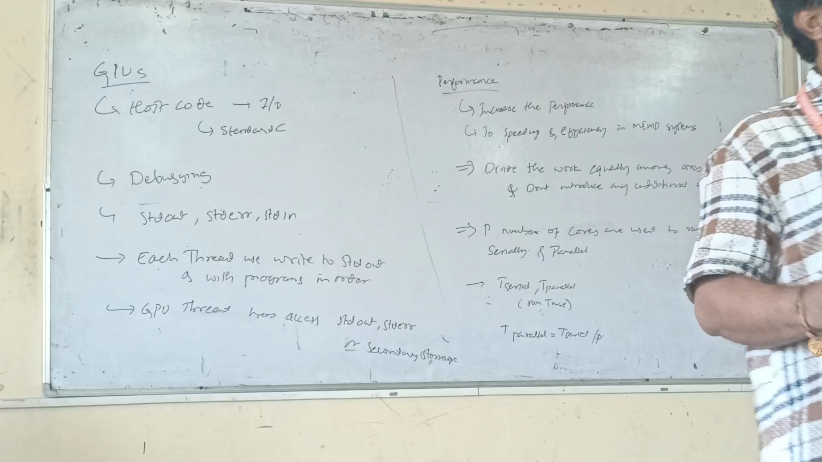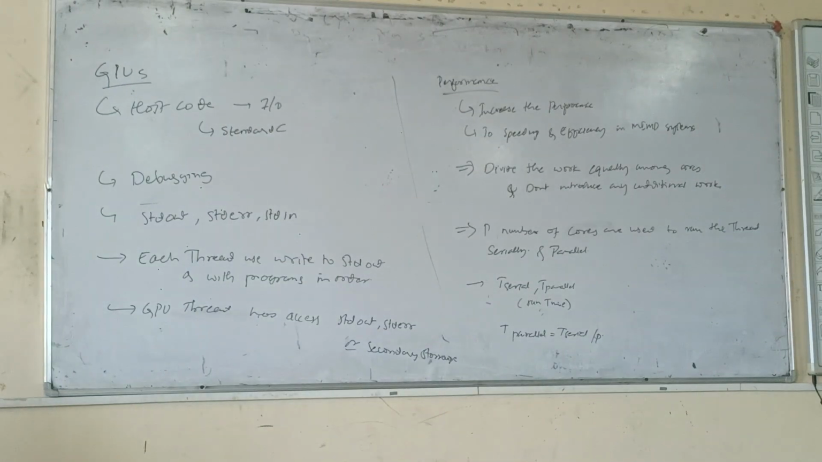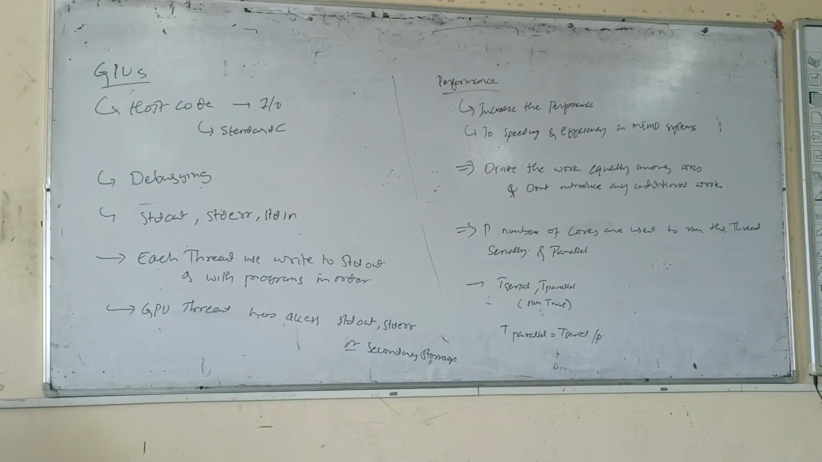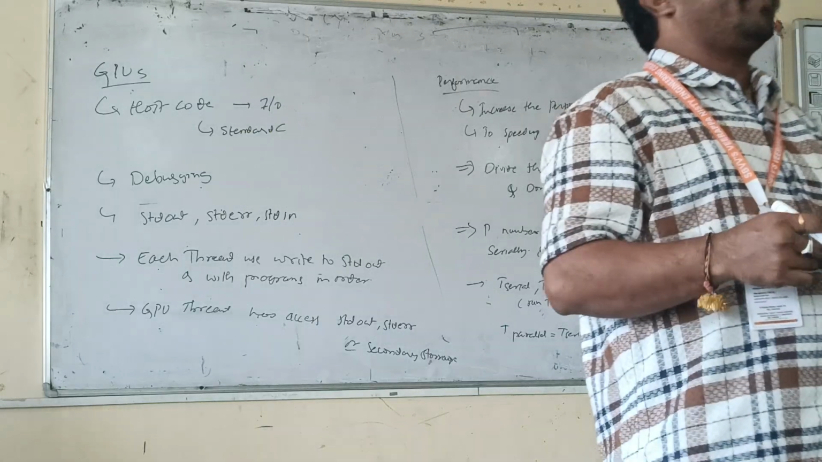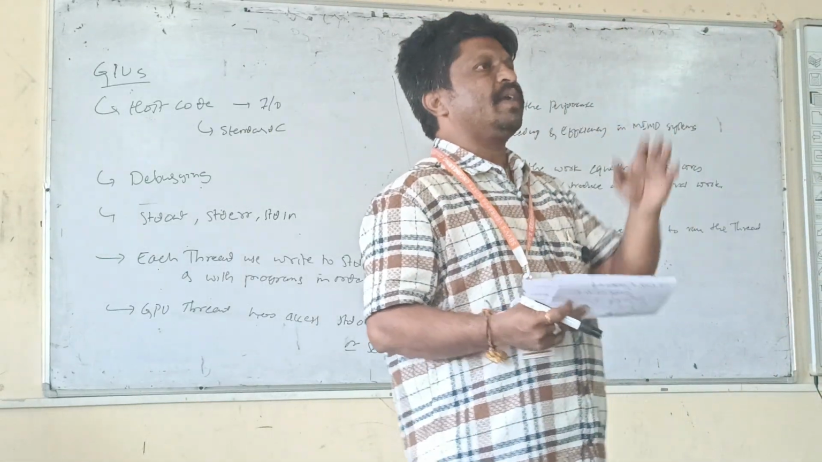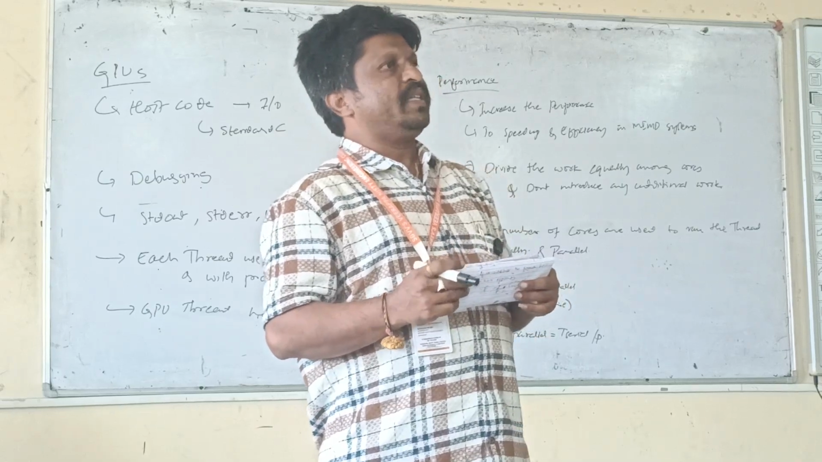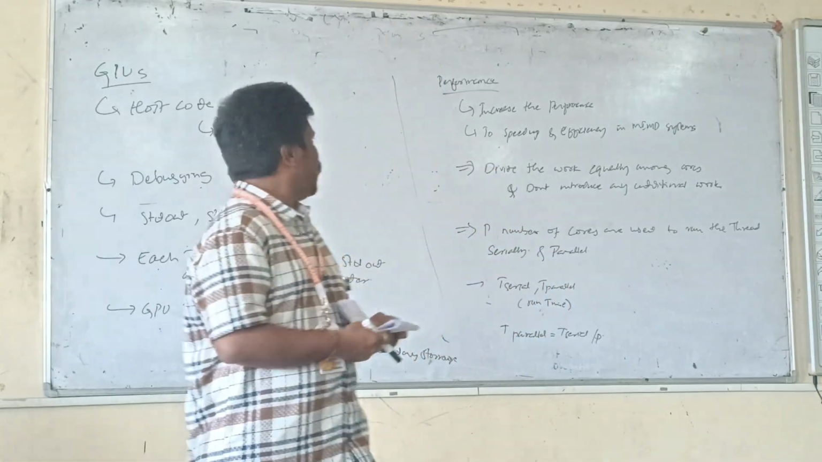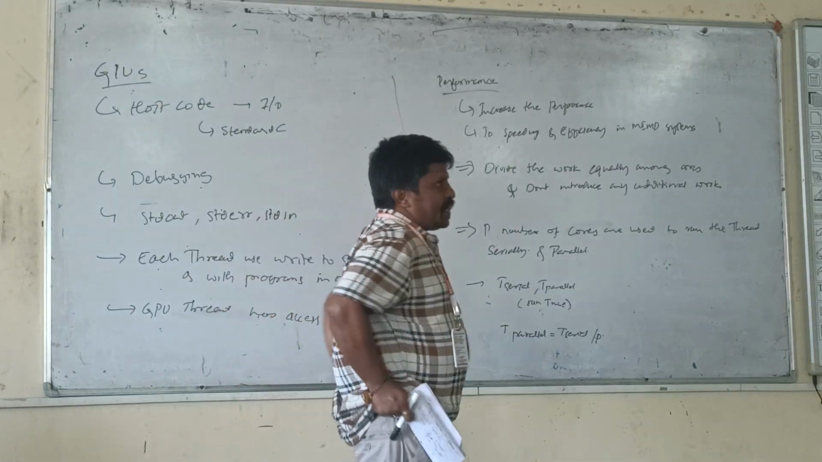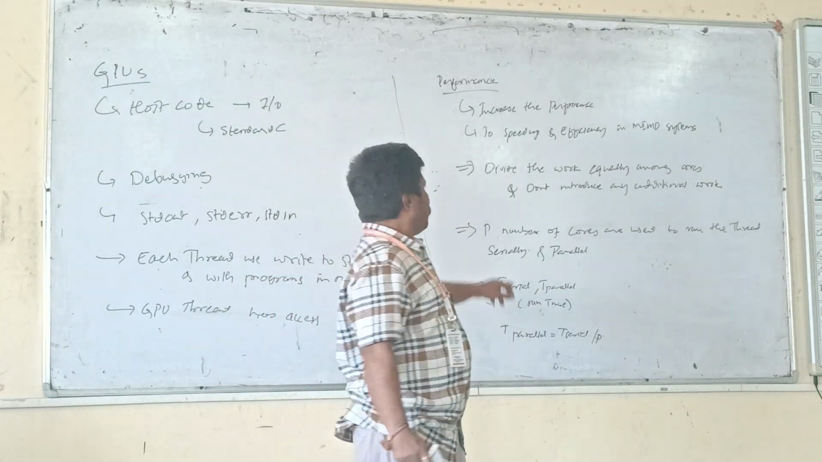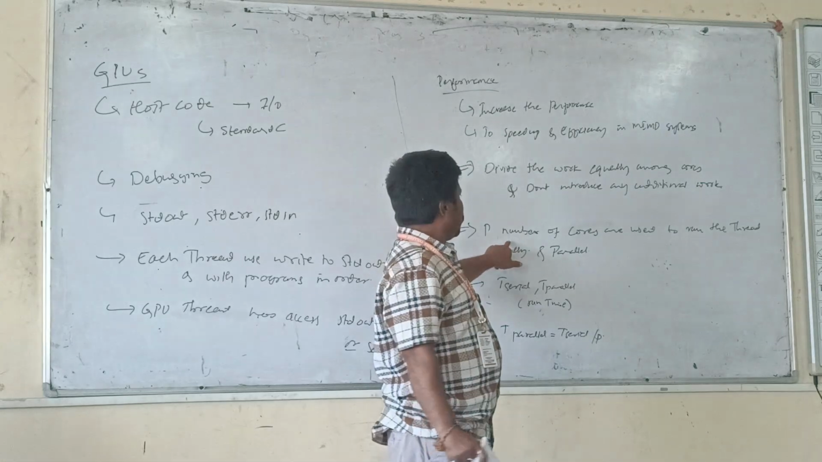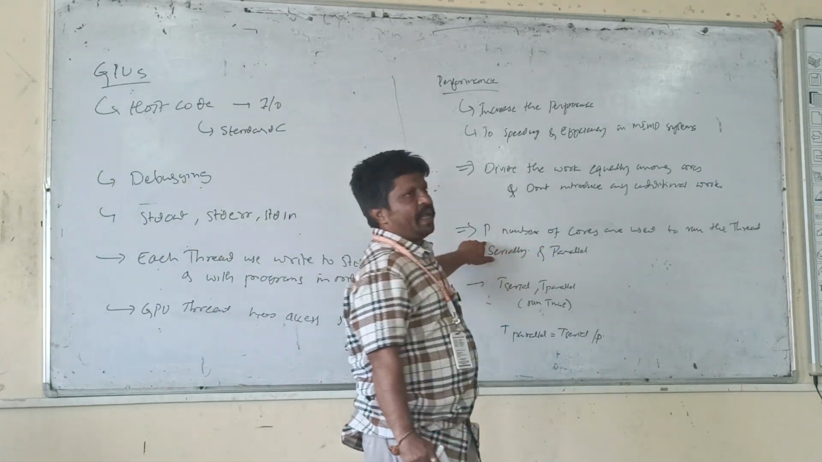If my thread 2 is getting more work, then it will take more time to execute, so it will not give good speedup, and I also won't be able to get good efficiency. Here I will be considering the p number of threads, sorry, p number of cores.